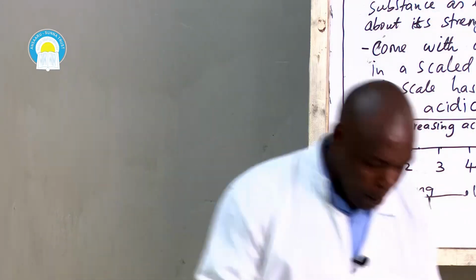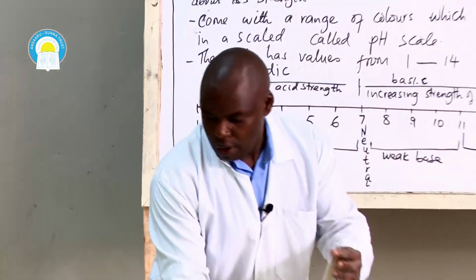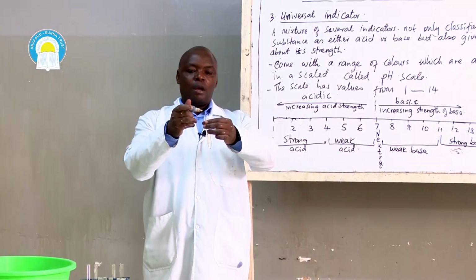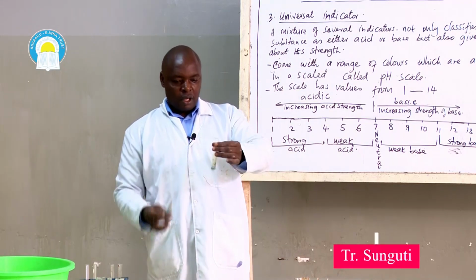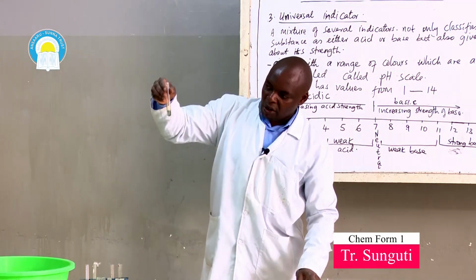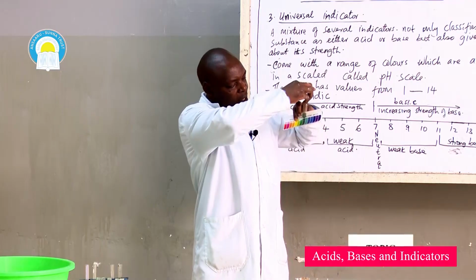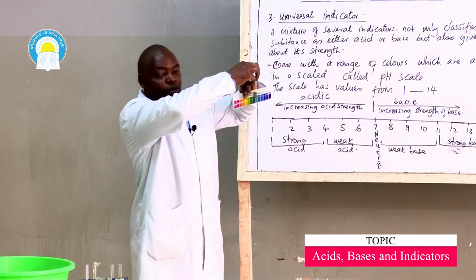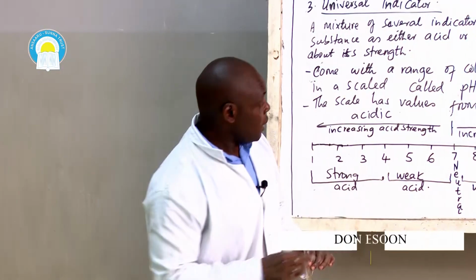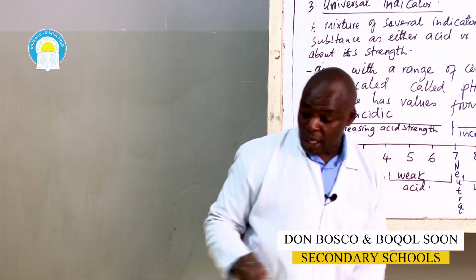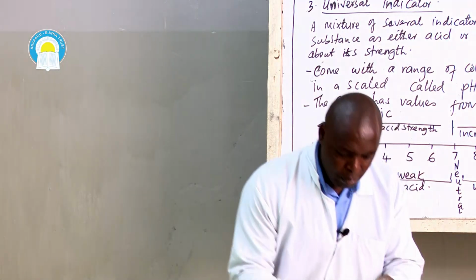Let's see ammonia solution. Put some universal indicator in that ammonia solution, then compare the color of the ammonia solution with the universal indicator chart. You see that it is akin to the one of pH 9. pH 9, we have seen, is a weak base. So ammonia solution is an example of a weak base.